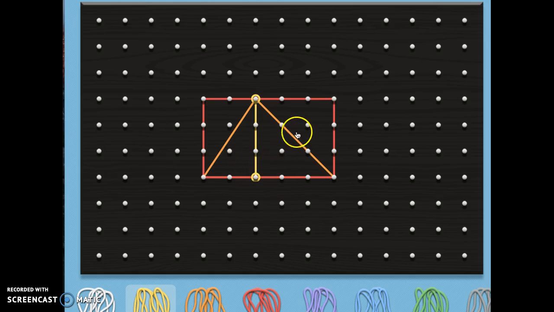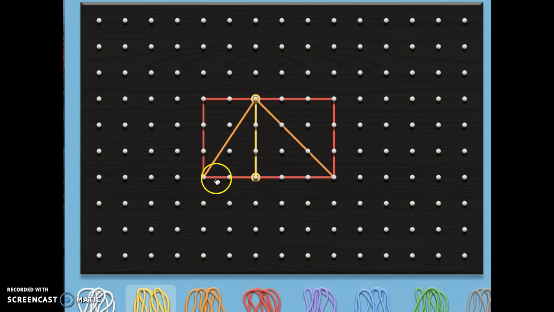Likewise, the area of this part of the rectangle is half of this larger rectangle, so it's 1, 2, 3 times 1, 2, 3, which is 9. 9 divided in half is 4.5. So we have an area here of 4.5. We have an area here of 3. So 4.5 and 3 is 7.5.